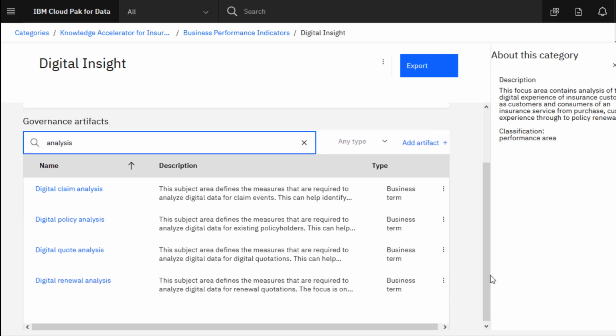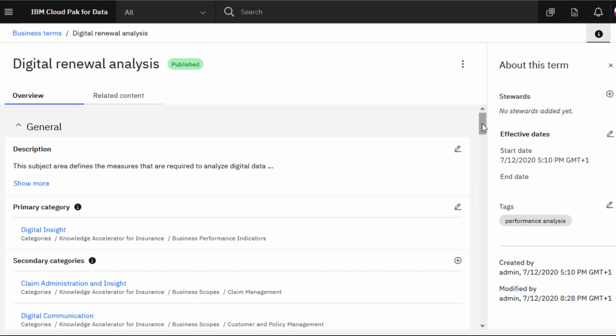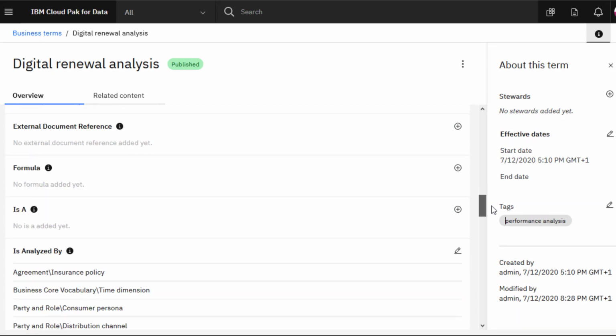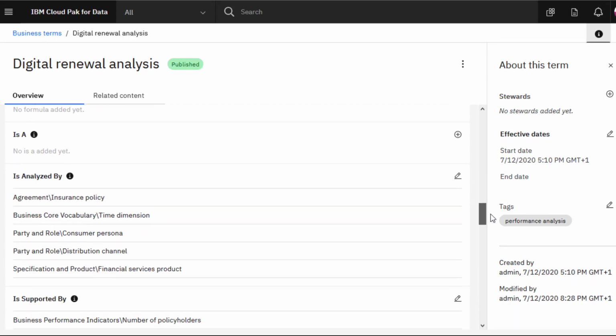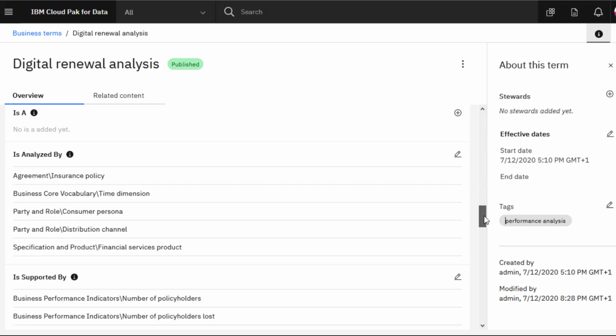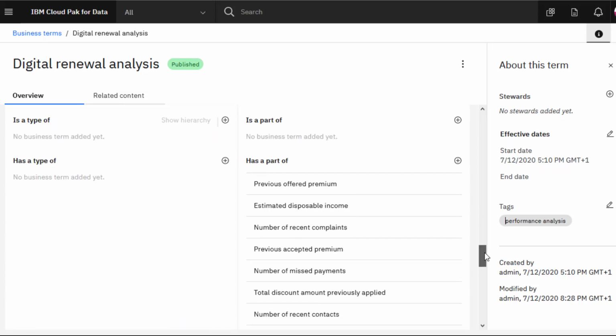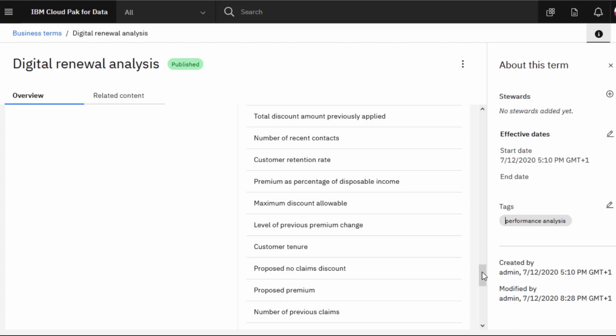When I drill into the digital insight area and to the digital renewal analysis group, I can see how performance areas are used to group measure terms around an information requirement. All the terms or dimensions that the measure terms can be analyzed by, like distribution channel, are shown. Measure terms are related to performance analysis terms through the has part of relationship.